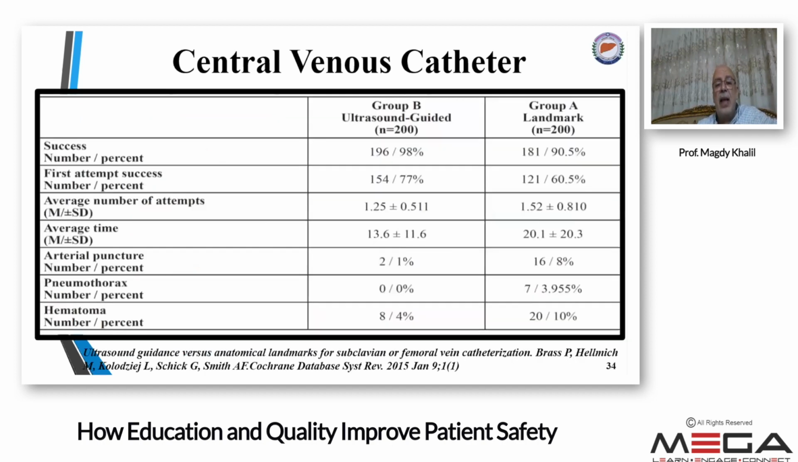And this elegant revision is about the difference between the landmark and ultrasound-guided techniques. Percentage of pneumothorax in ultrasound is 0, but in landmark it is 7 cases, about 4%. Arterial puncture, 2 here, is 16. Average time, 13 here, 20. So we can see that the landmark technique here carries more serious hazards to the patient than the ultrasound.